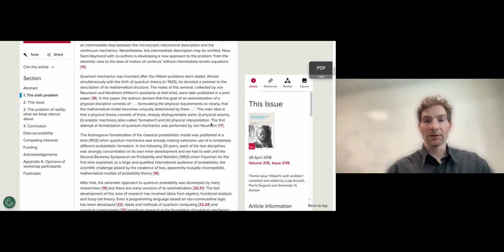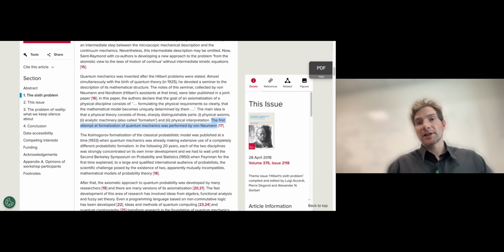And so one of the interpretations here is the first attempt at formalization of quantum mechanics. And this was indeed performed by von Neumann. And von Neumann, most people are not too aware of this, proposed an axiomatic theory of probability, which actually was compatible with the probability theory of quantum mechanics and also contained classical probability theory.